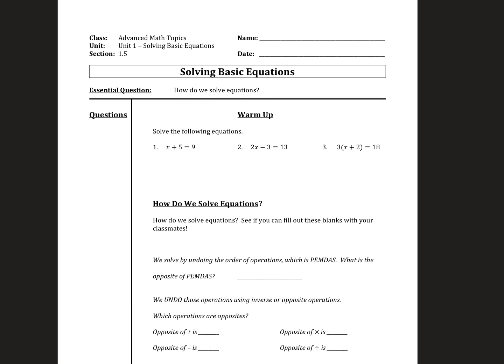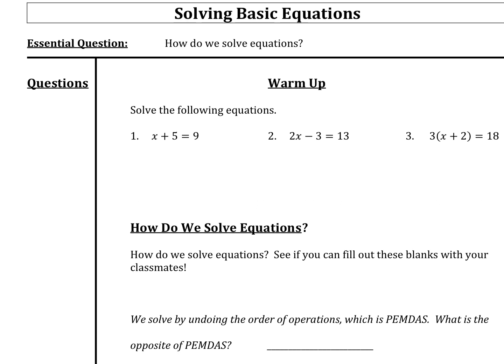We have a warm-up here. Why don't you guys see if you can remember how to do this, and then we'll go through some. All right, so for number 1, we have x plus 5 equals 9. So when we solve equations, we need to undo what's happening to the x, right? We're doing the opposite of PEMDAS, which is order of operations. So what's happening to the x right now? Well, we have this plus 5 right here, right?